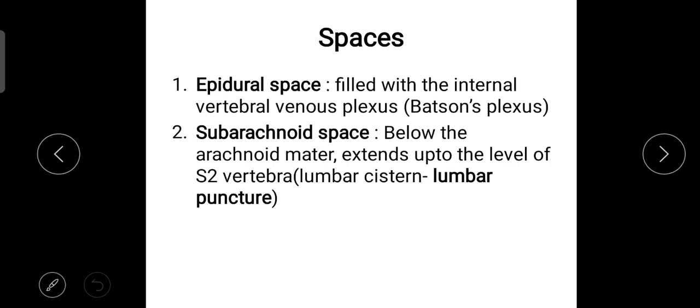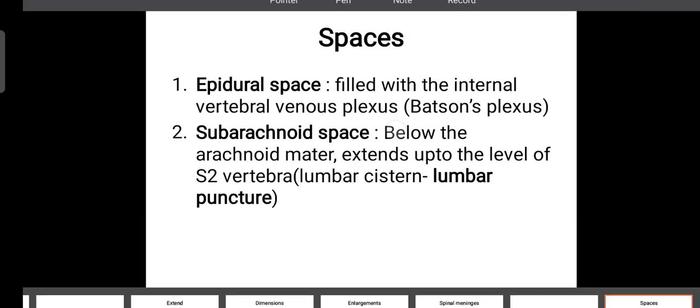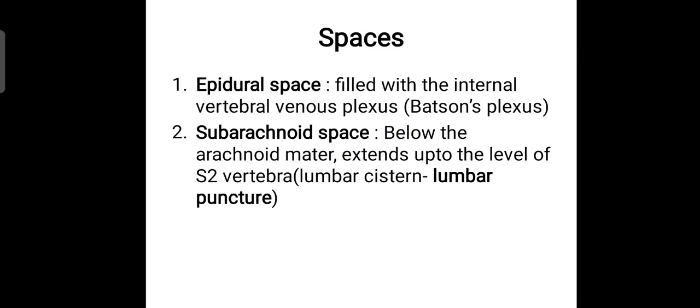The first one is the epidural space, and the epidural space is filled with the internal vertebral venous plexus, so that there is a network of venous plexus covering the spinal cord, which drains the blood supply. The venous drainage of the spinal cord is happening through this vertebral venous plexus, and that is termed as the Batson's plexus.